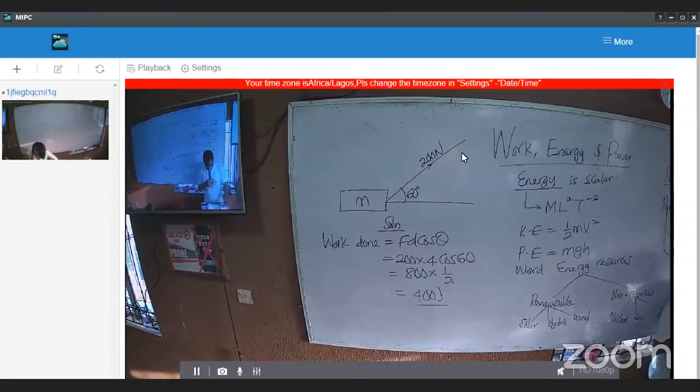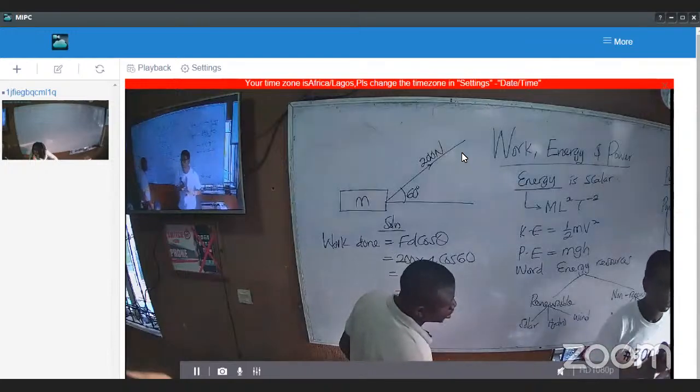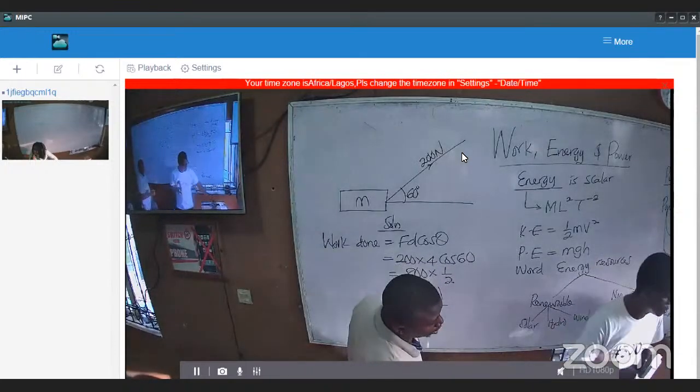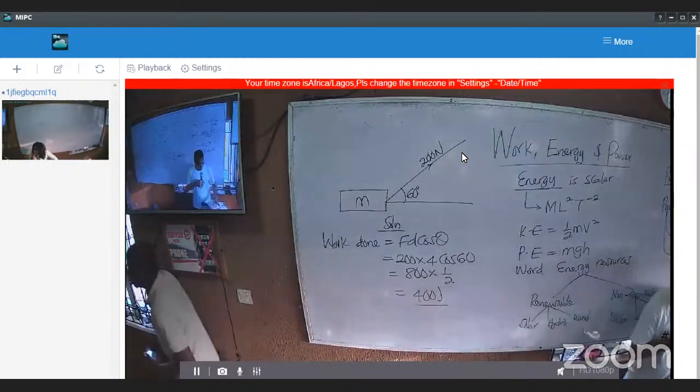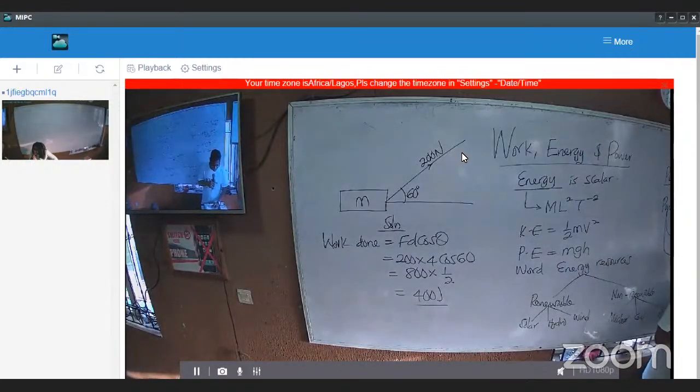A stone of mass 20 grams is released from a catapult whose rubber is stretched through 5 centimeters. Full stop.